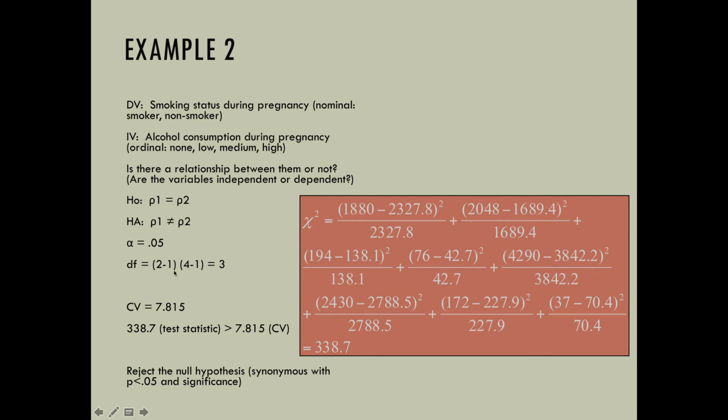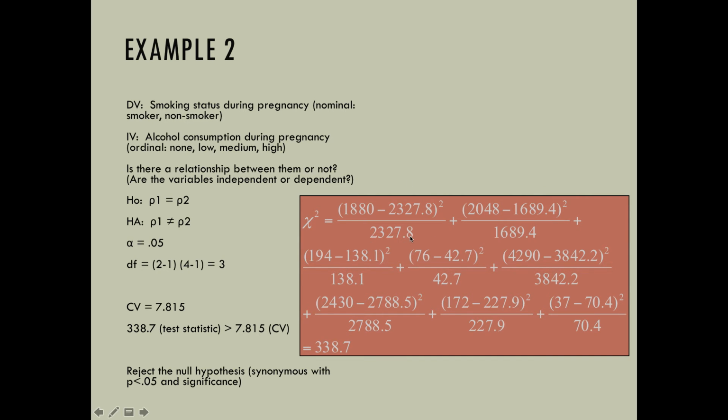Alpha level, we did the degrees of freedom already, so that's 3. We go to the little table with the degrees of freedom and find the critical value of 7.815. Then you put all those fun numbers, the value in your sample minus the expected value squared, divided by the expected value for each box.